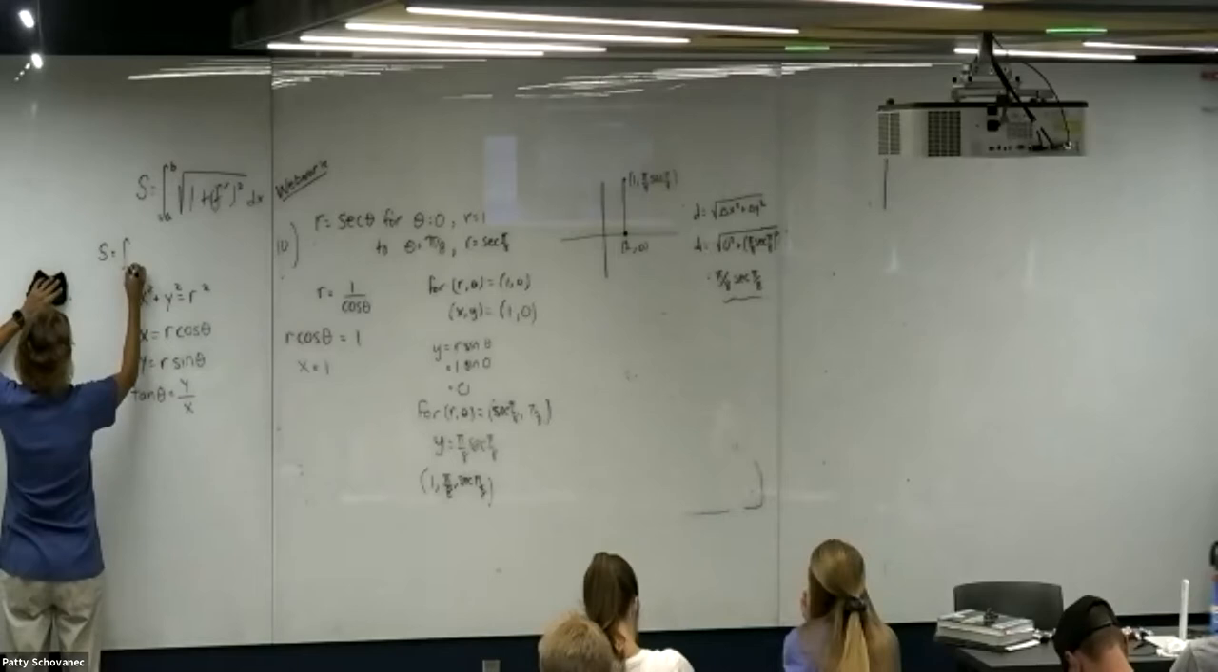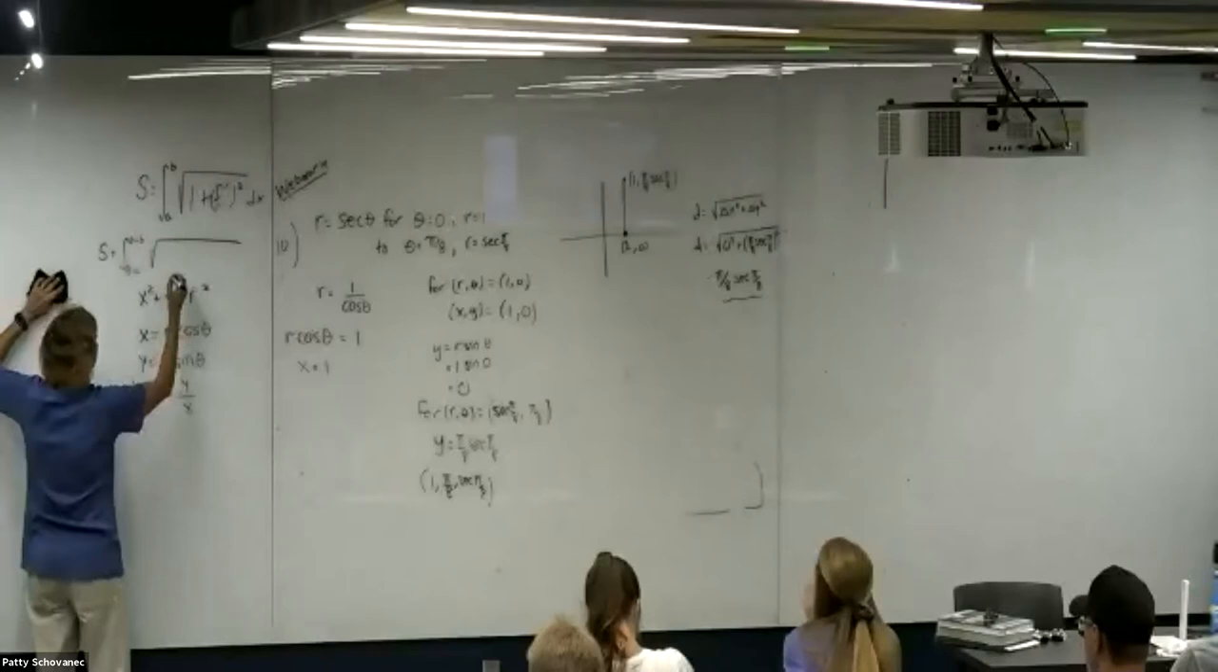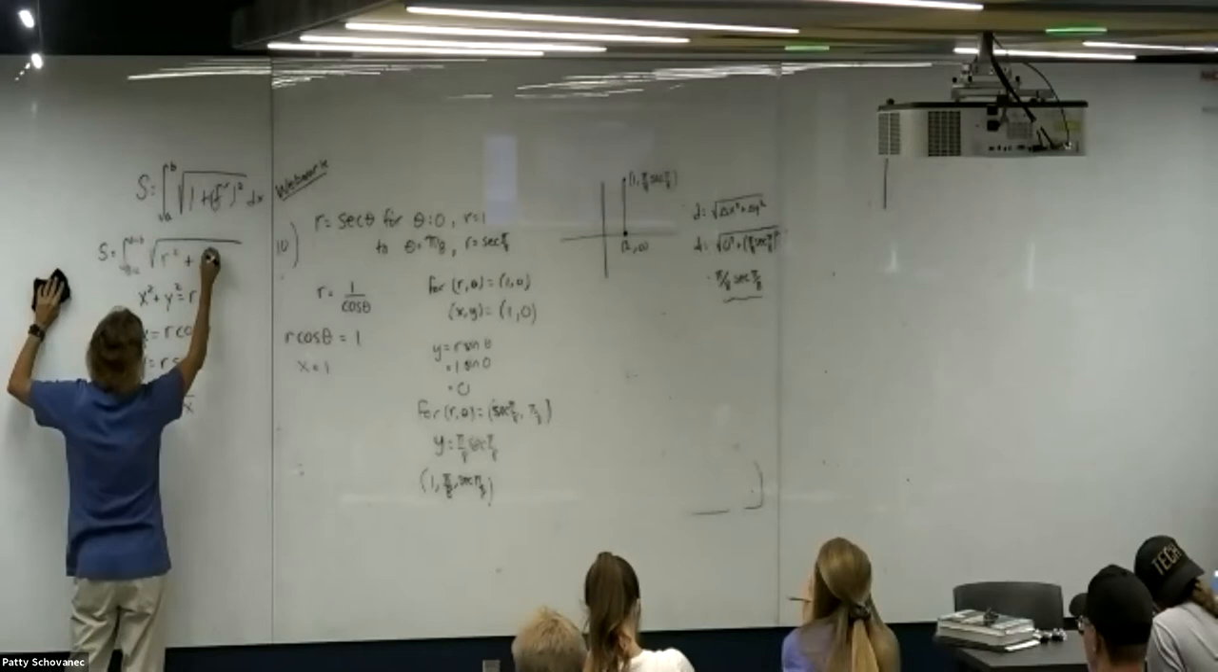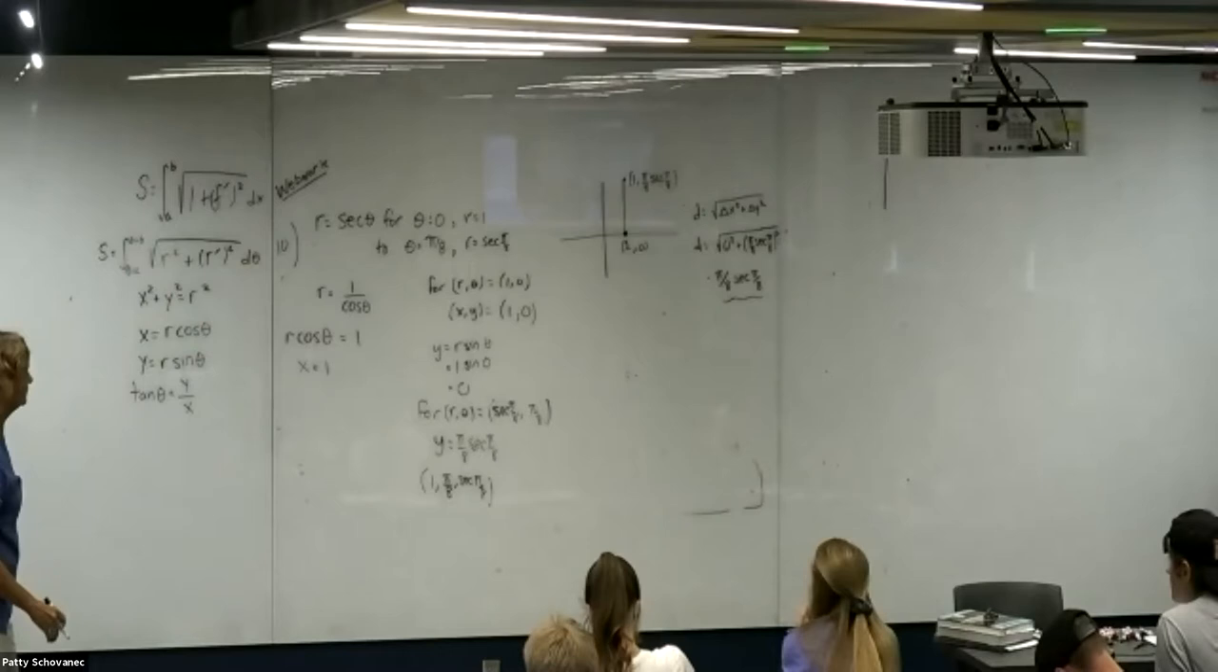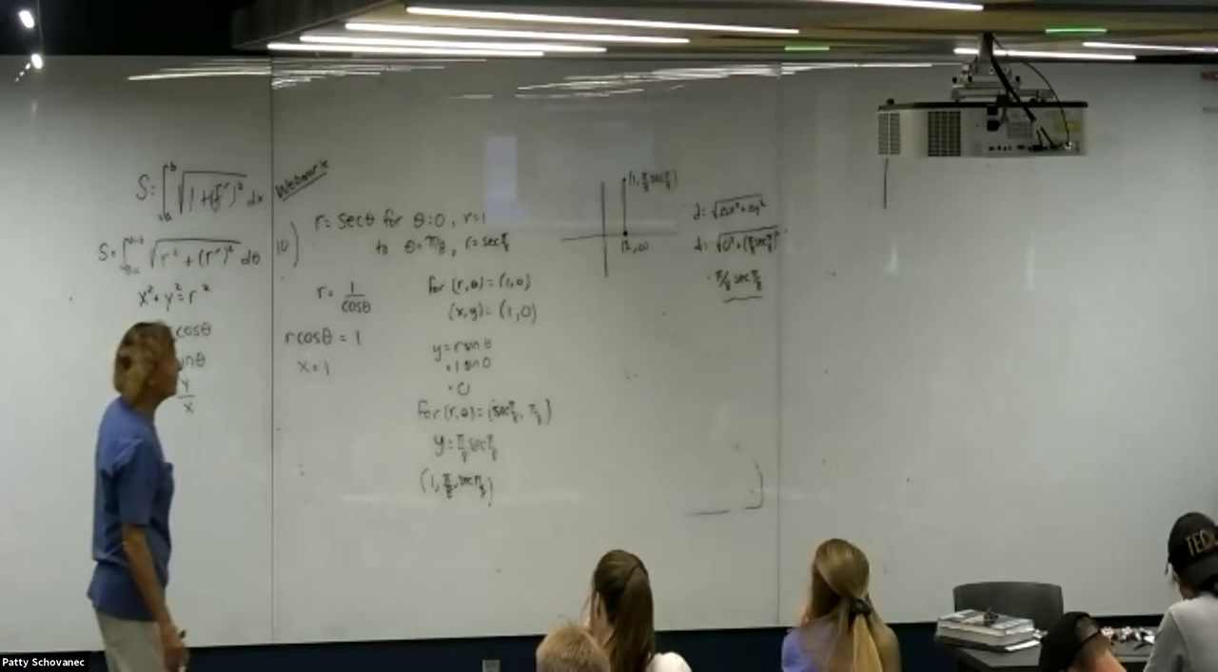square root. What's under here for the polar version? R squared, plus R prime squared as a function of theta. Everything's plus because it comes from the distance formula. So let's see how far I can write. I can write way over here. So here's the calculus.